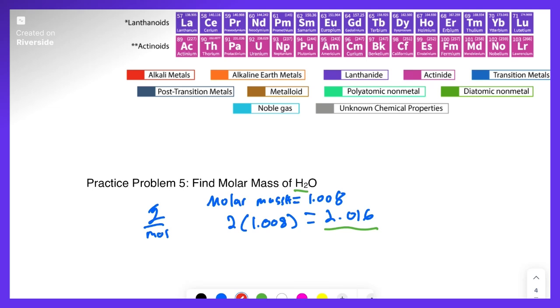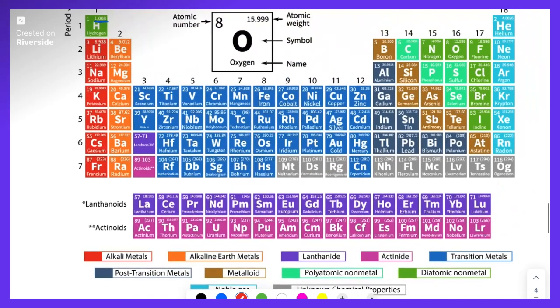Now let's find the molar mass of O. Let's look at the periodic table again. If we go to the periodic table, we have to find the atomic weight of oxygen.